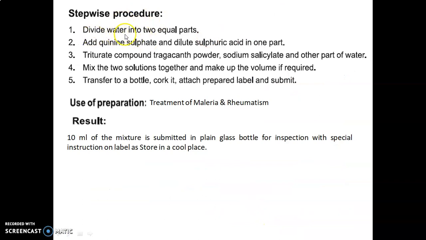Stepwise procedure: divide water into 2 equal parts, then add the quinine sulfate and dilute sulfuric acid in one part. Then triturate the compound tragacanth powder and sodium salicylate in the other part of the water. Then mix the two solutions together and make up the volume if required, transfer to a bottle, cork it, attach the prepared label and submit. Use of preparation: it is used in the treatment of malaria and rheumatism. Result: 10 ml of the mixture is submitted in a plain glass bottle for inspection with a special instruction on the label: store in a cool place.